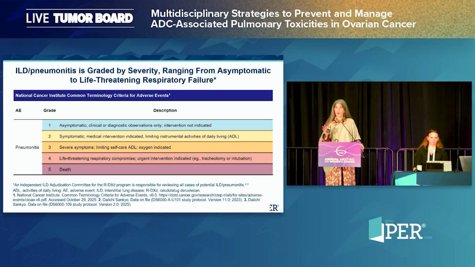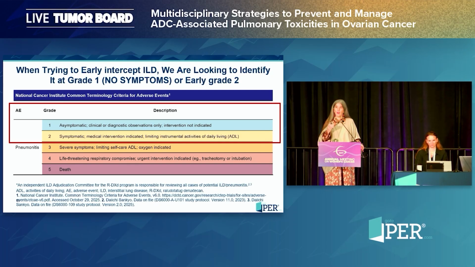So this is just the grading for pneumonitis that I wanted to review. And because I'm talking about early recognition, we're going to focus up here. Grade 1 pneumonitis is totally asymptomatic.